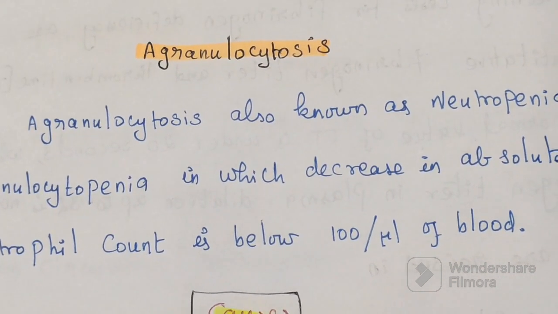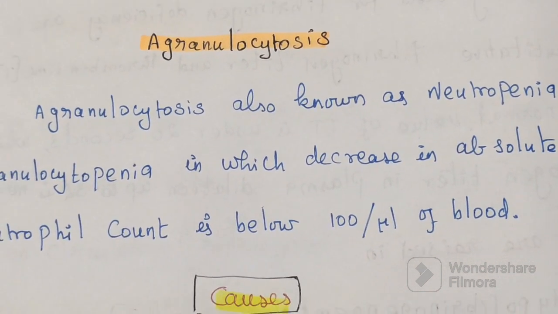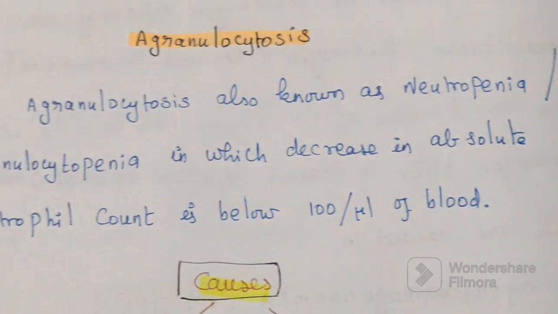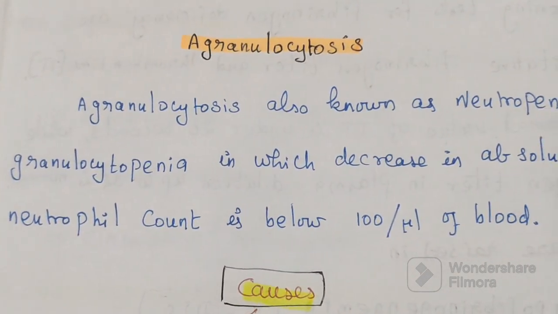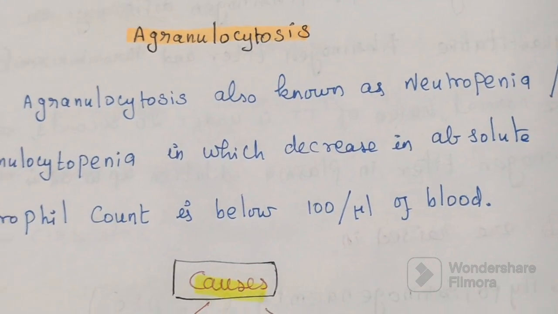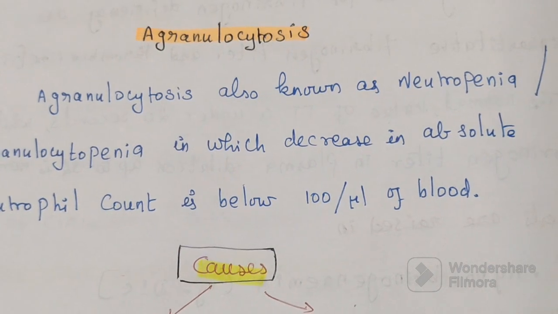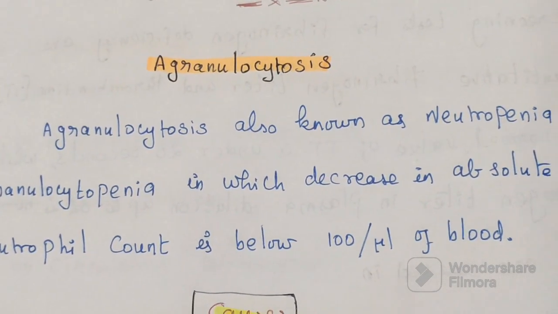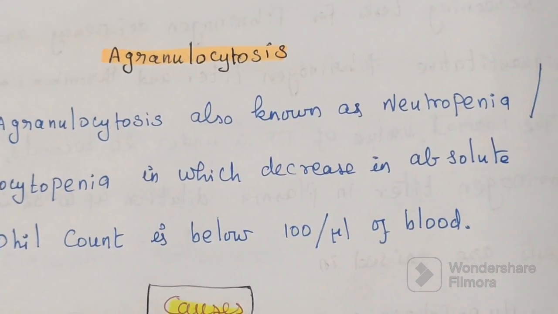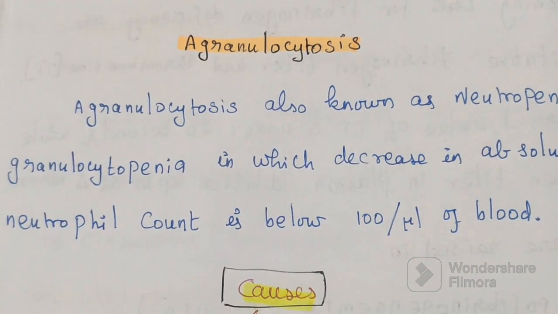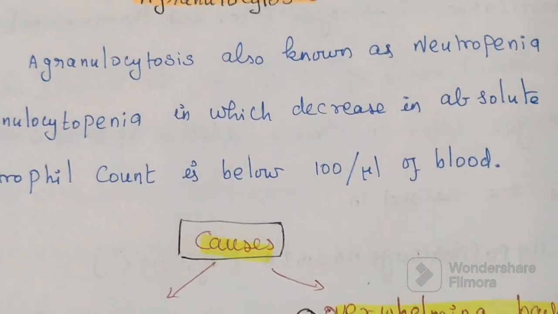Today's topic of discussion is agranulocytosis. Agranulocytosis is also known as neutropenia or granulocytopenia, in which there is a decrease in neutrophil count below 100 per microliter of blood. Here, the neutrophil count decreases.